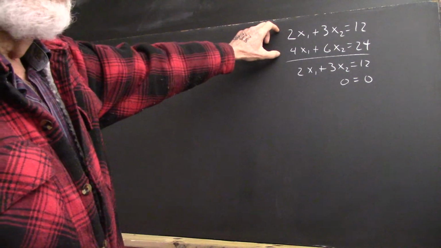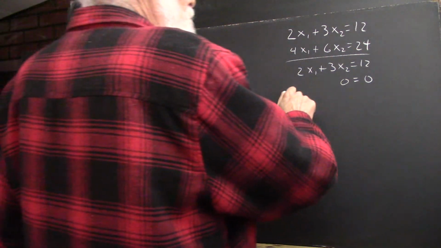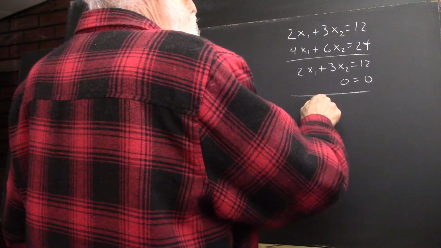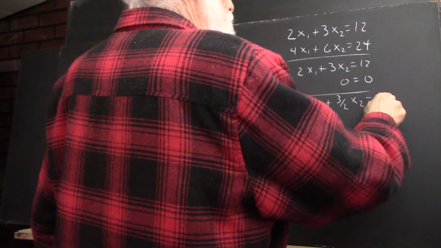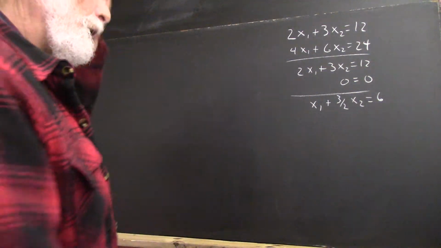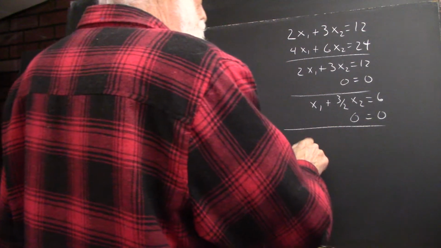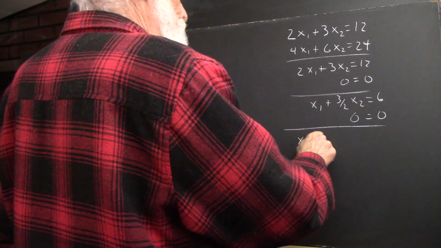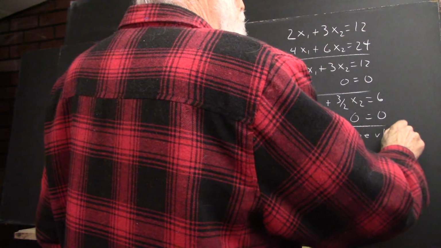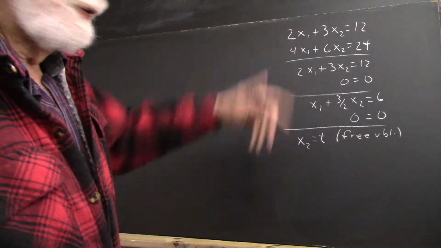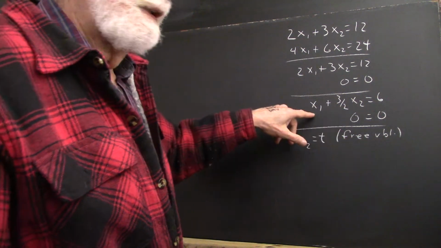So this system of two equations reduces down to essentially one equation, which could then be written x1 plus 3 halves x2 equals 6. If you let x2 equal t, because x2 could be regarded as your free variable, x1 could be free also, but meaning x2 could take any real number value, and you get a value for x1.